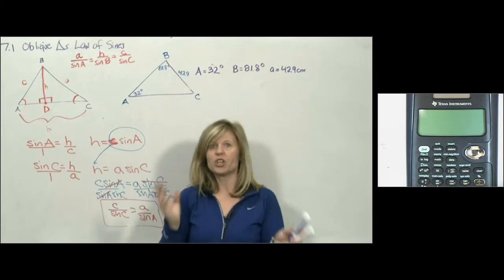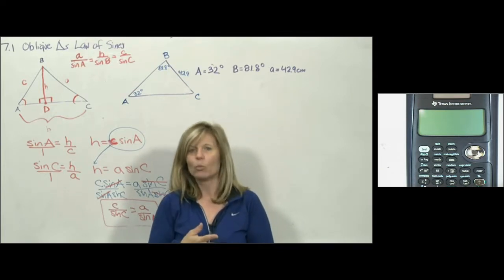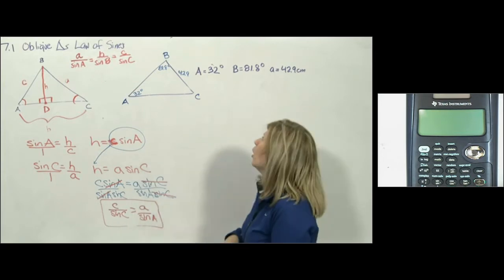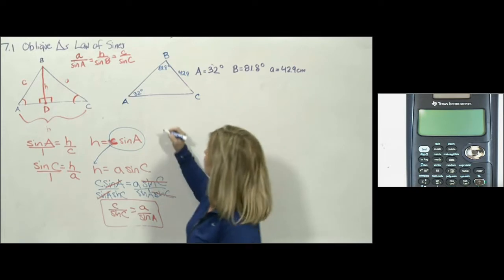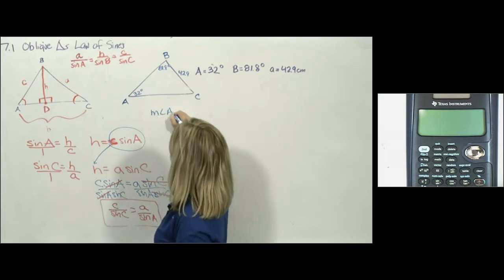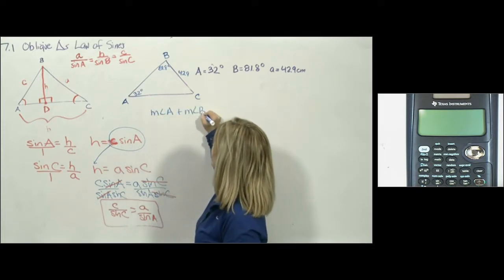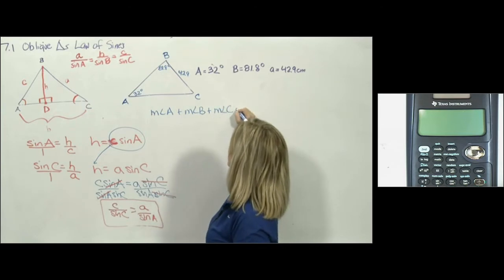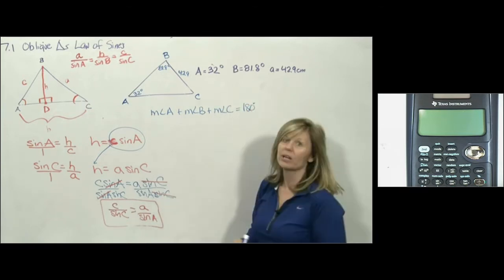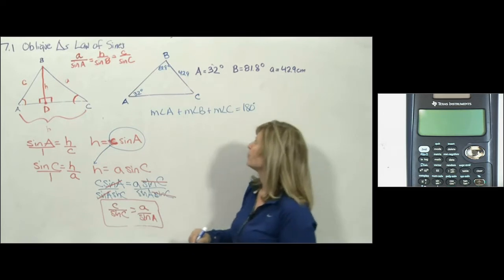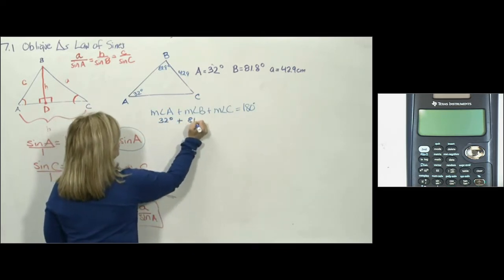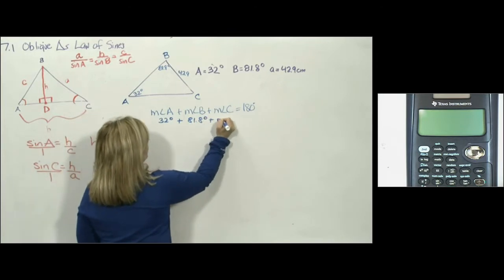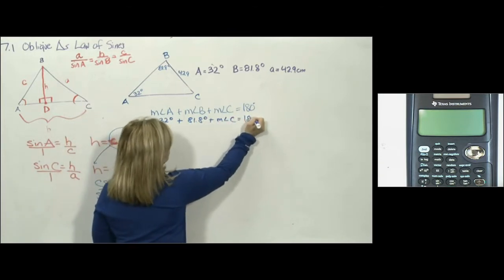Let's see if we can use geometry first, and then whatever's left we'll use trig. Well, we know we have two angles, and we know three angles. The measure of angle A plus the measure of angle B plus the measure of angle C have to add up to 180 degrees. That's a straight rule from geometry. So angle A is 32 degrees. Angle B is 81 and 8/10 degrees. And if we add that to angle C, we should make 180.